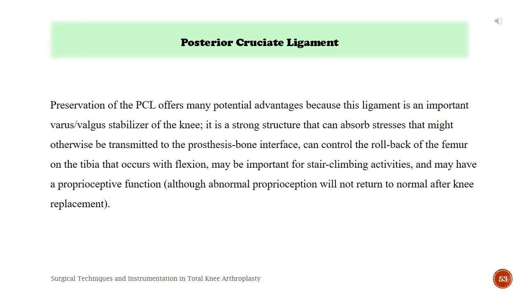Classic measured resection technique. Preservation of the PCL offers many potential advantages because this ligament is an important varus/valgus stabilizer of the knee. It is a strong structure that can absorb stresses that might otherwise be transmitted to the prosthesis bone interface, can control the rollback of the femur on the tibia that occurs with flexion, may be important for stair climbing activities, and may have a proprioceptive function, although abnormal proprioception will not return to normal after knee replacement.